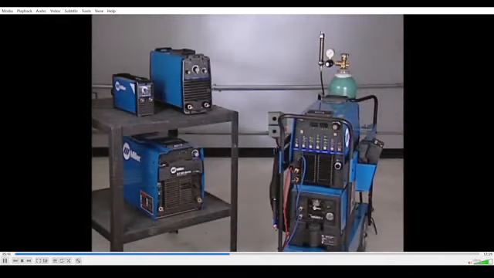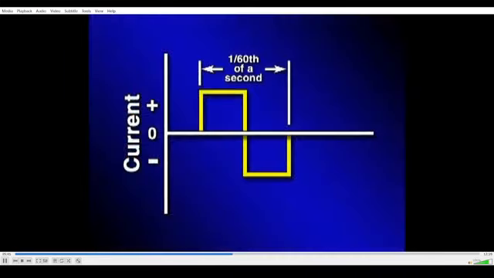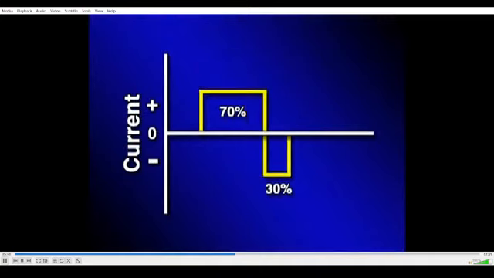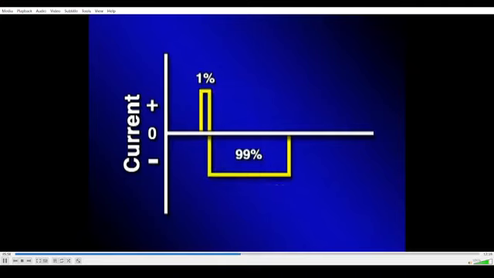Inverters provide several advantages over conventional square wave machines. Inverters provide more precise balance control. For example, you can increase the electrode positive portion of the cycle up to 70% of cycle time, compared to 55% on conventional square wave machines. And you can increase the electrode negative portion of the cycle up to 99%, compared to 68%. Conventional square wave power sources operate on a standard line frequency of 60 Hz in North America and 50 Hz in Europe.